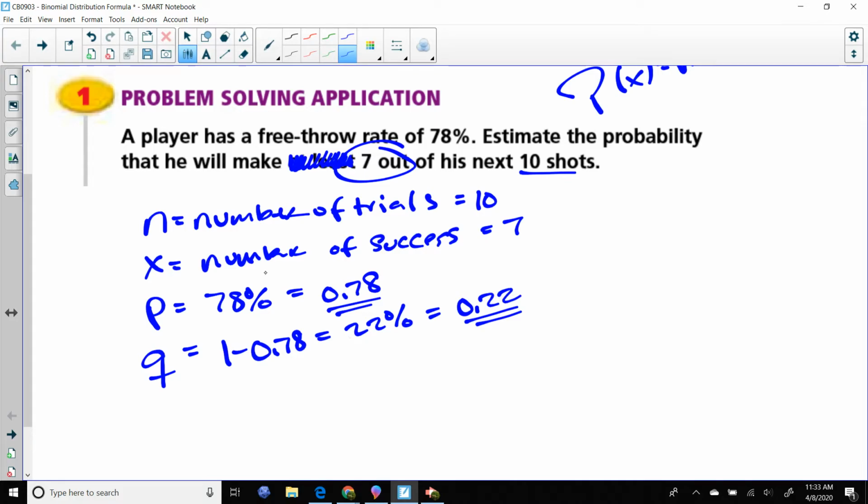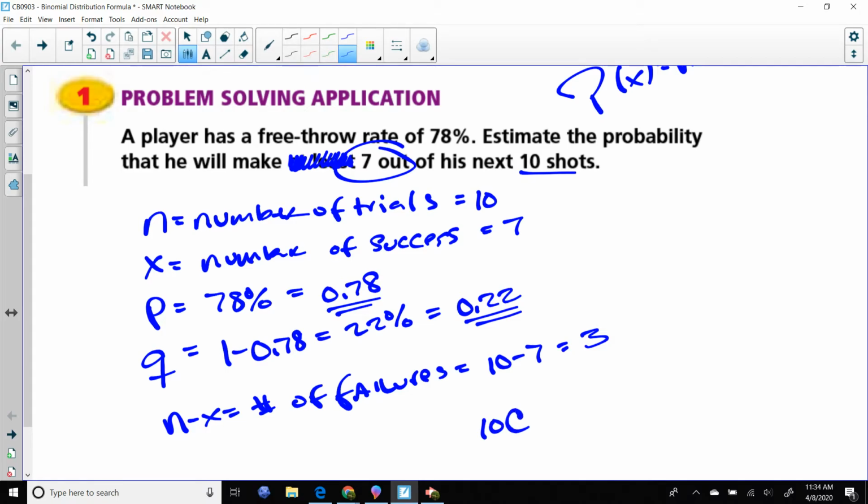There were 2 other things I did say. I said the number of successes was going to be 7. I also said the number of failures. So we're going to say that n minus x equals the number of failures. And the number of failures in this case is going to be 10 minus 7. Since I have 7 successes, that means I screwed up 3 times and I missed 3 shots. The math that you're going to do is going to be 10 combination 7 times your success rate of 0.78 to the power of successes, which is 7, times 0.22, that's our failure rate, to the number of failures, which in this case is going to be 3.